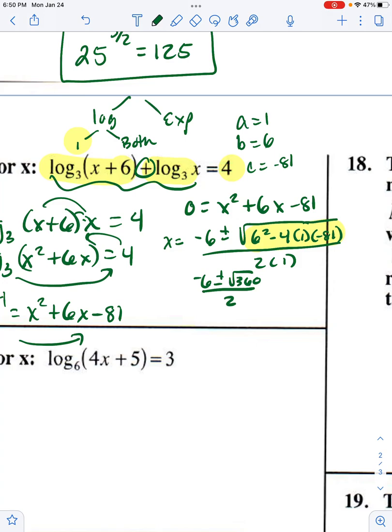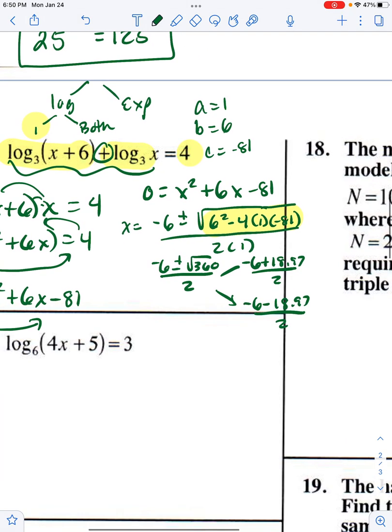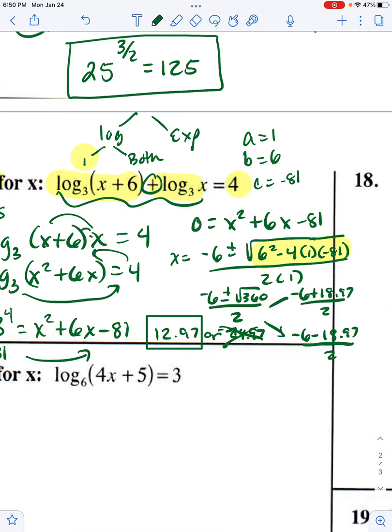Okay, well, the square root of 360 is apparently going to be negative 6 plus 18.97 over 2, or negative 6 minus 18.97 over 2. And so when I do those two things out, I get two answers. I get 12.97 or negative 24.97. But if you saw the key, I only had this as an answer.